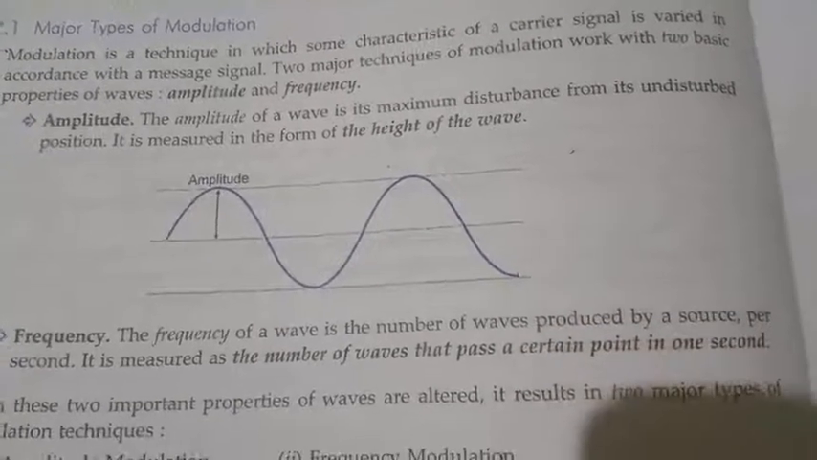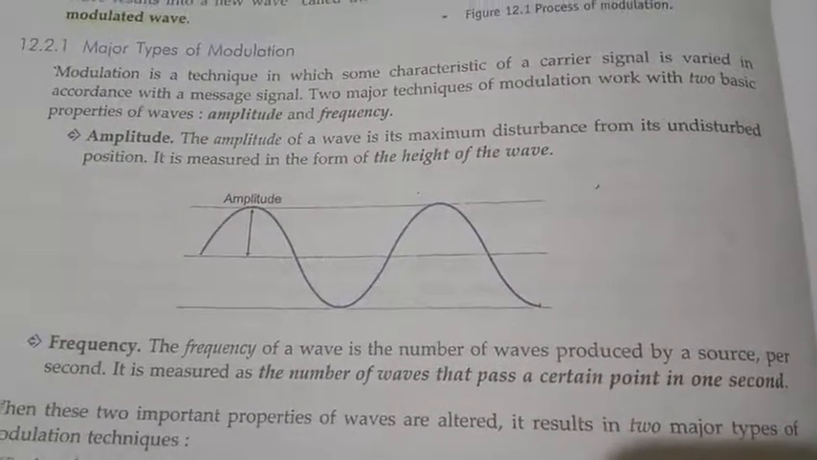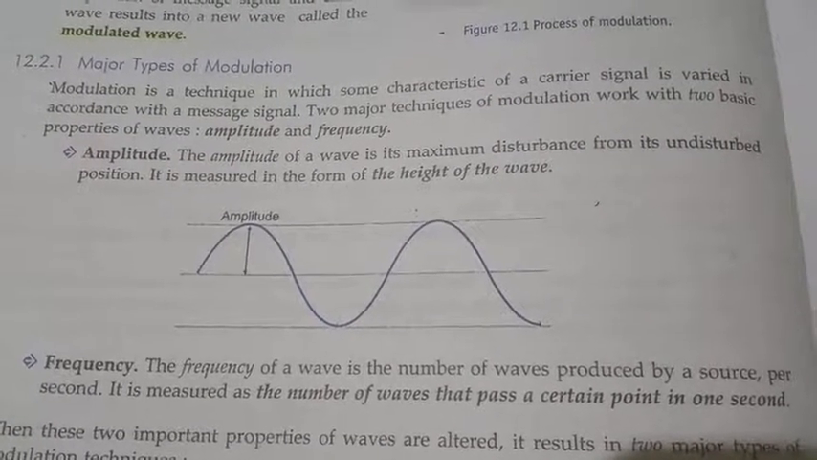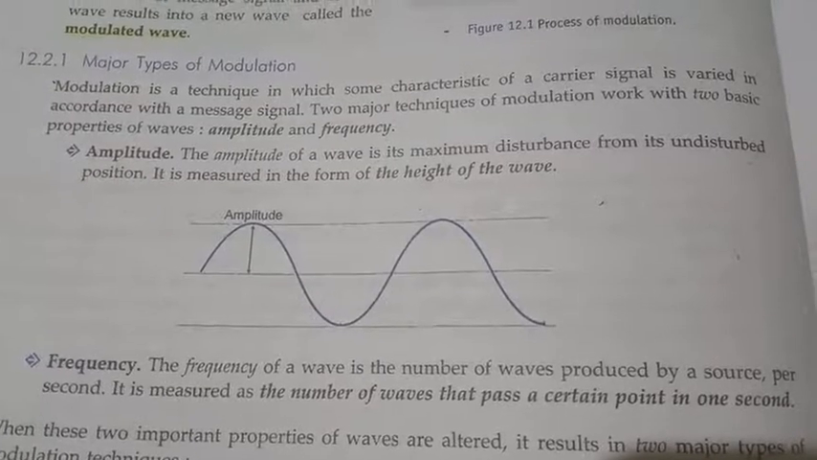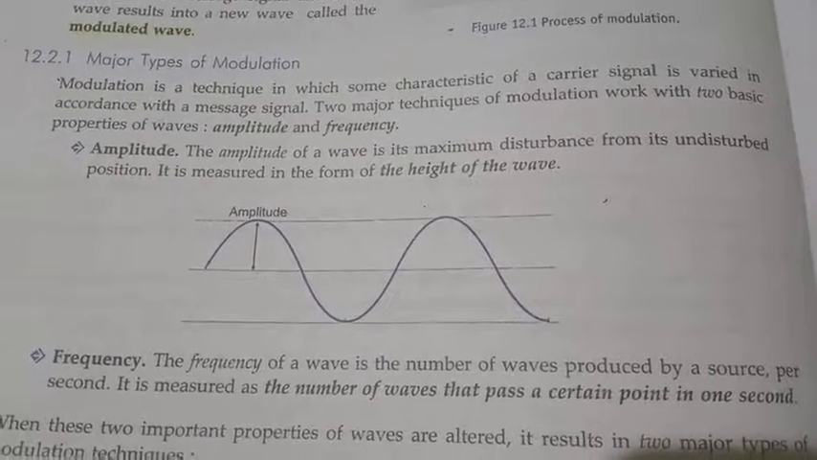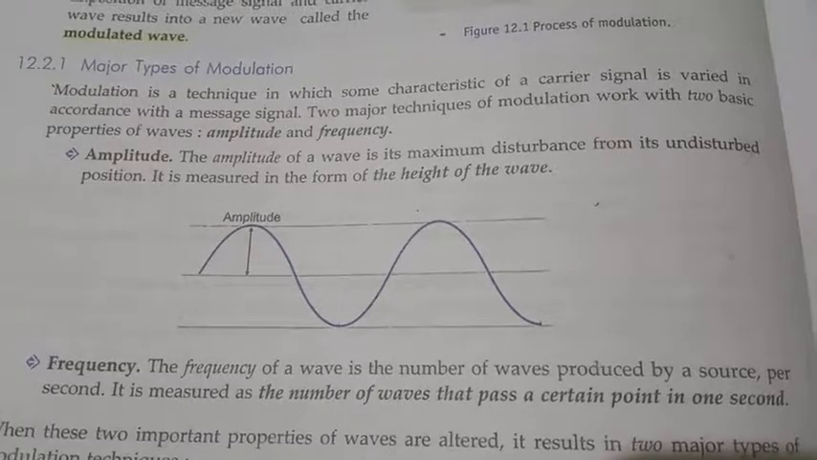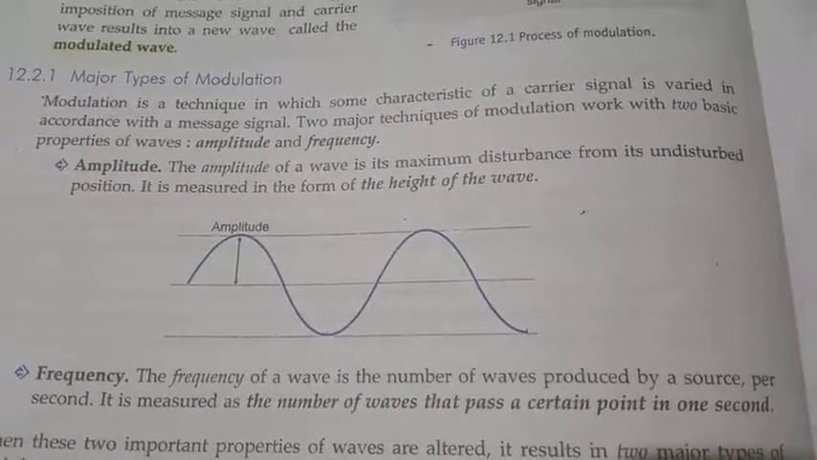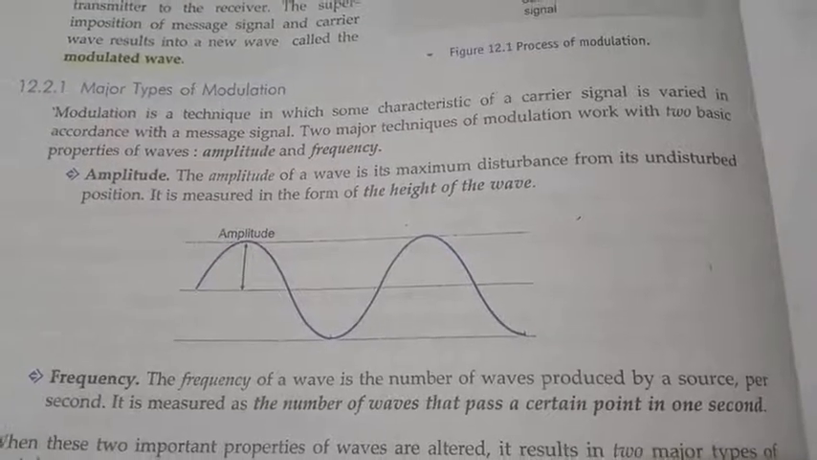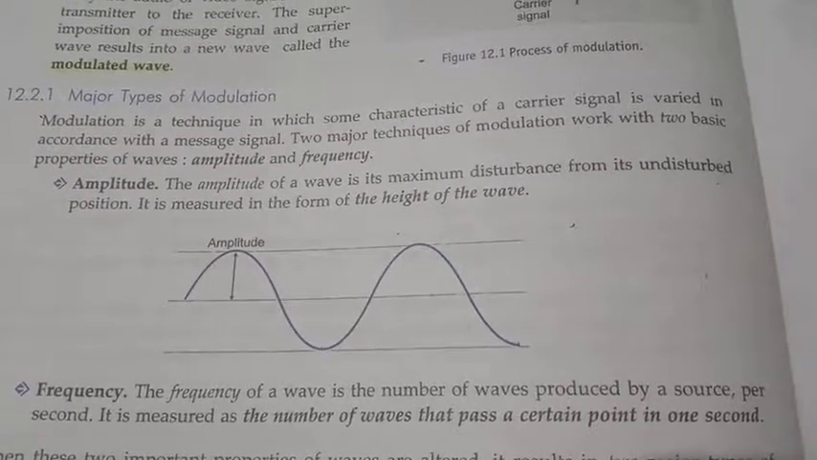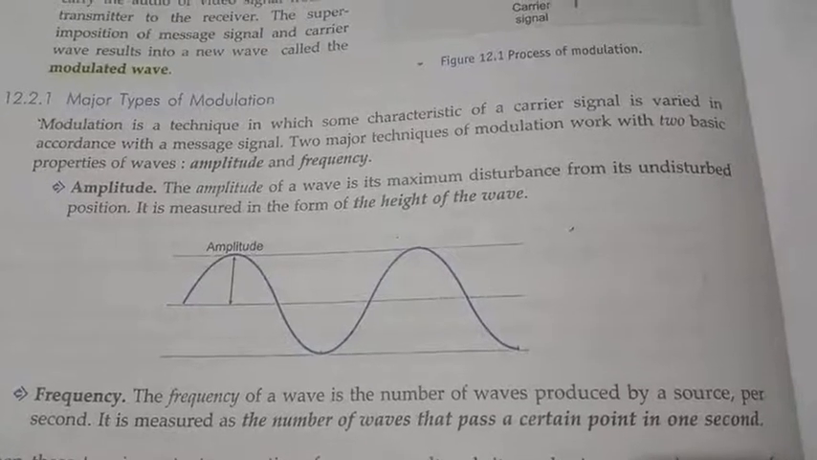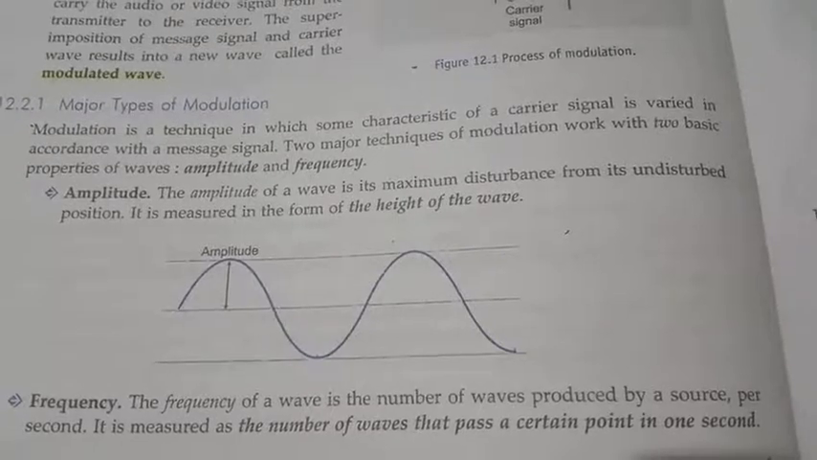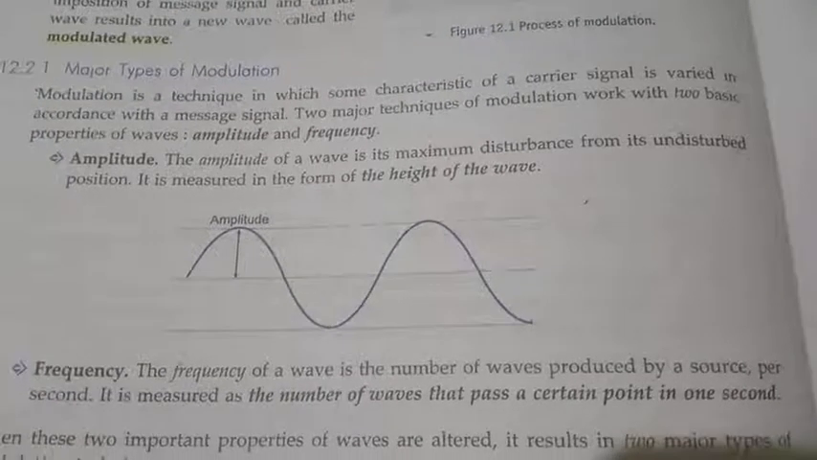Now frequency. Frequency means the number of oscillations per second. In 1 second, how many waves of this type are completed, that is called frequency. One wave is completed means one positive amplitude and one negative amplitude, then only one wave is completed. How many waves are produced in 1 second is called its frequency. So first you understand this basic concept, amplitude and frequency.